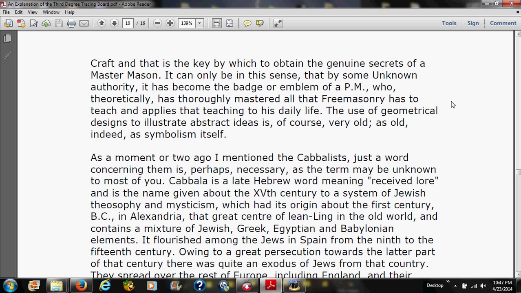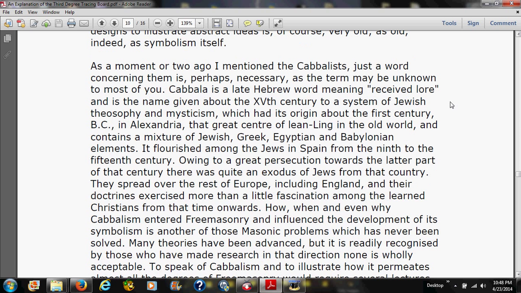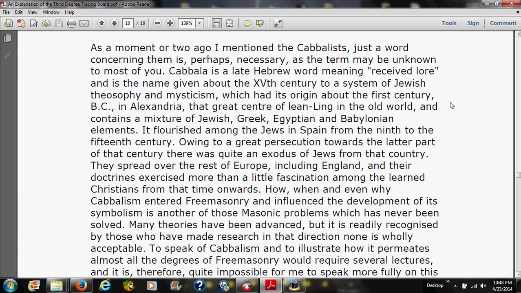The use of geometrical designs to illustrate abstract ideas is, of course, very old, as old indeed as symbolism itself. As a moment or two ago I mentioned the Kabbalists, just a word concerning them is perhaps necessary, as the term may be unknown to most of you. Kabbalah is the late Hebrew word meaning received lore, and it is a name given about the 15th century to a system of Jewish theosophy and mysticism, which had its origin about the 1st century B.C. in Alexandria, the great center of learning in the Old World, and contains a mixture of Jewish, Greek, Egyptian, and Babylonian elements. And he's very correct in all this that he's saying there.